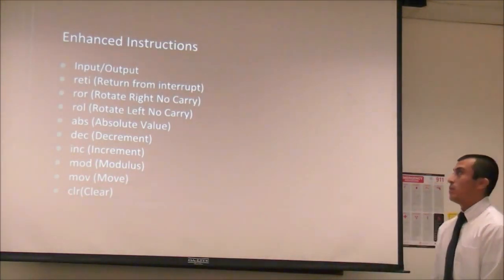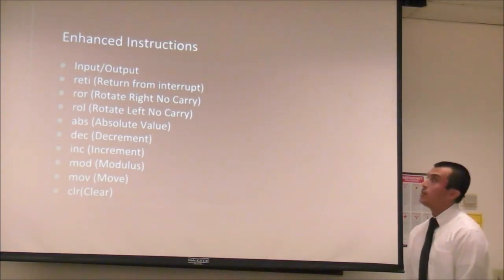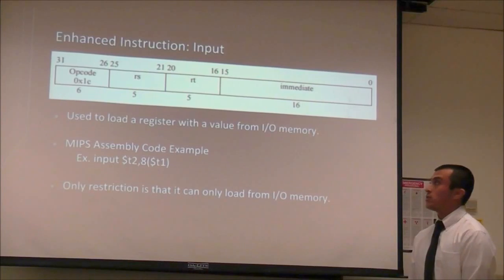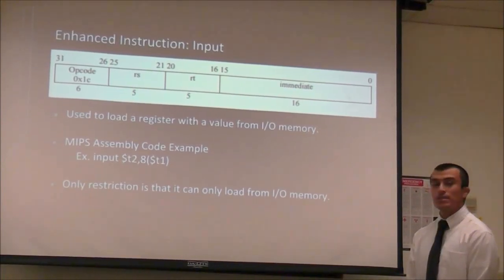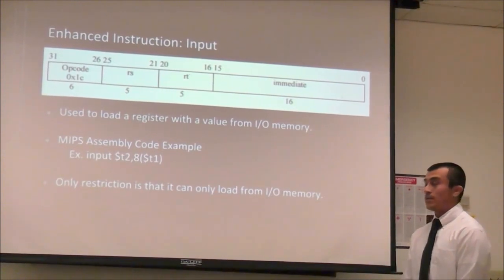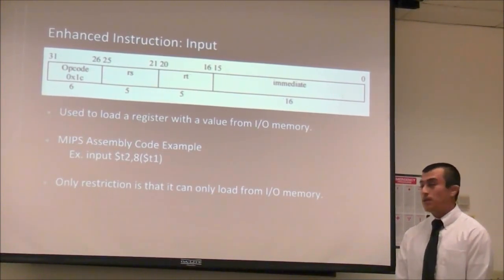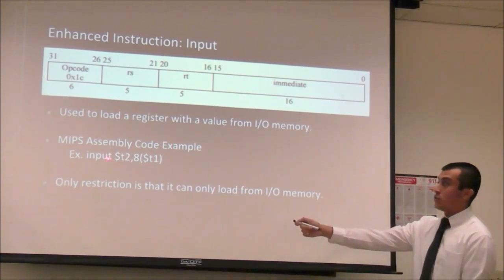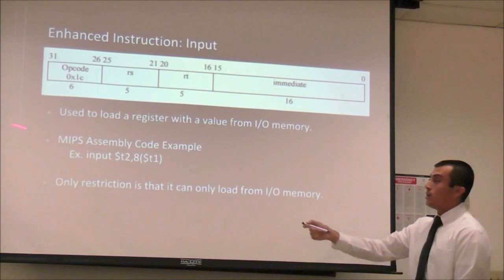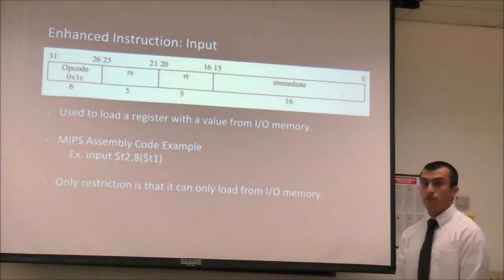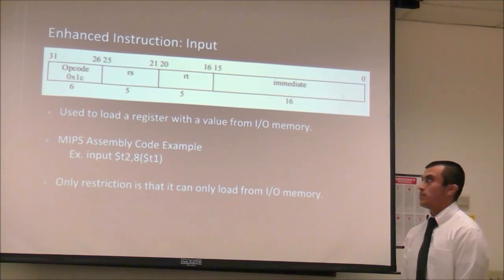Getting into the enhanced instruction input, you can see up here the way the input instruction machine code is set. It's basically just used to load a register value from input and output memory. That's the only capability it has, and it's the only restriction it has. So you can't load from our data memory or instruction memory. And here's an example of how it's used in MIPS assembly code. It's input, the register you want to load it to, and the address it's coming from in input and output memory.